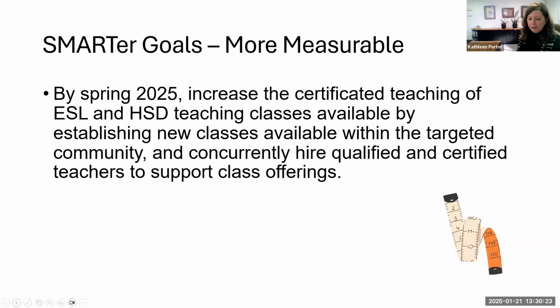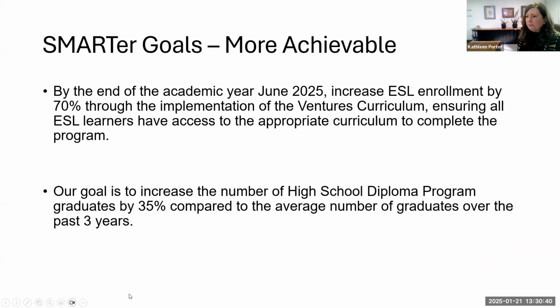Okay, let's move on. I'm going to show you another goal. This one is one that we really felt, as we look at things that are achievable, might kind of illustrate problems with whether or not the goal is attainable. So let's take a look. So by the end of the academic year, June 2025, increase ESL enrollment by 70% through the implementation of the Ventures curriculum, ensuring all ESL learners have access to the appropriate curriculum to complete the program. So that's example number one.